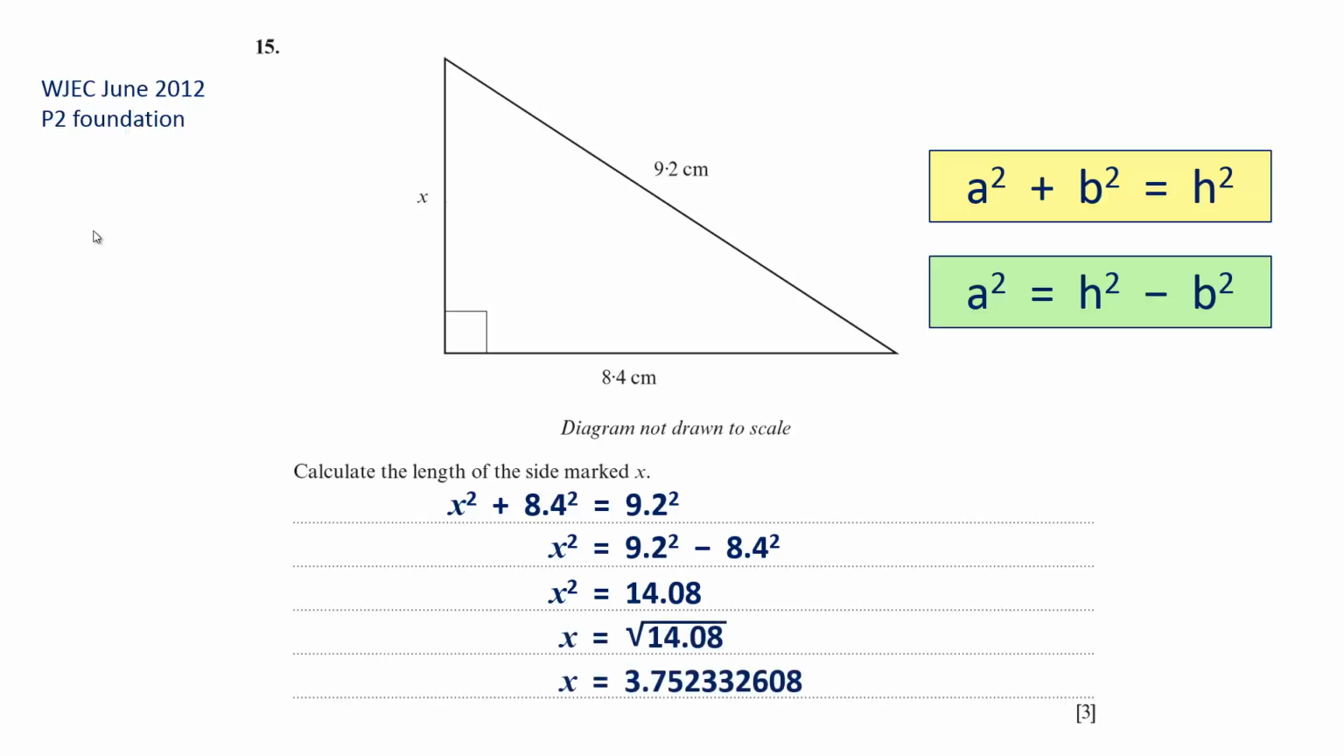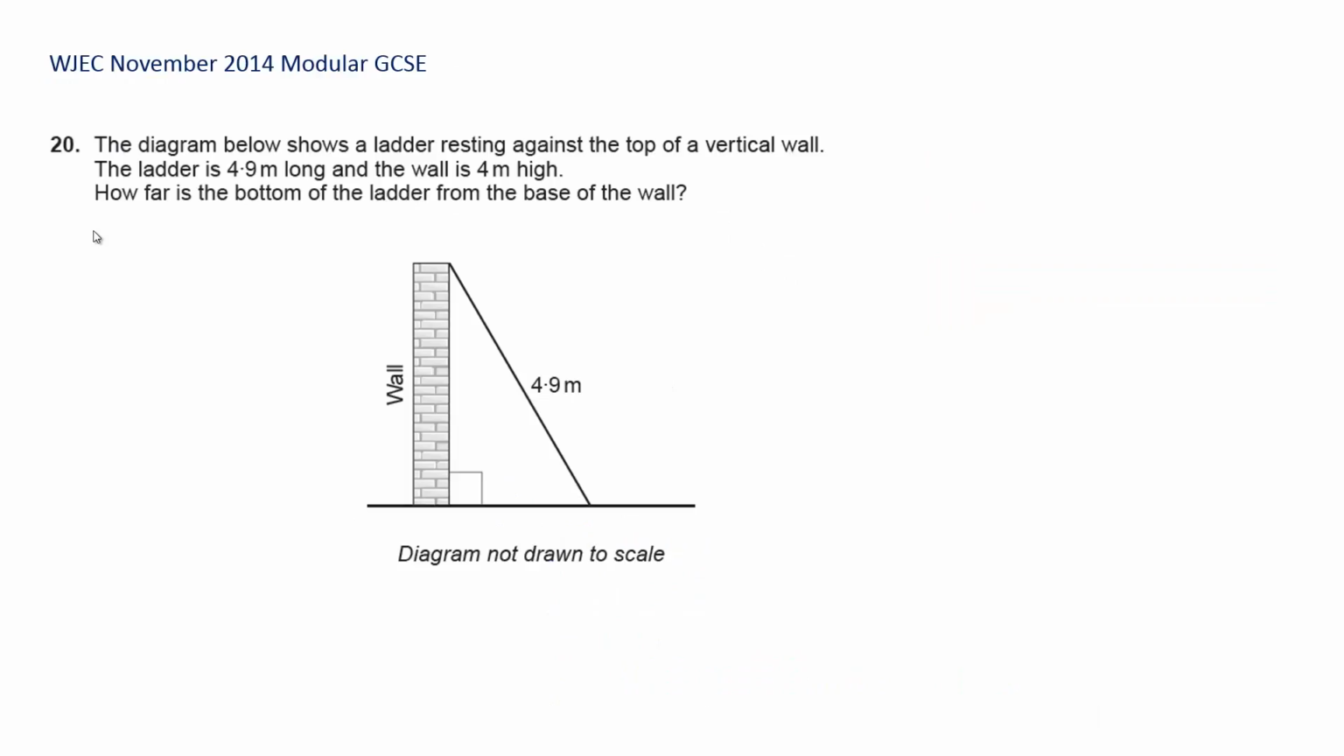There it is. And they've given us the lengths to 1 decimal place, so we'll give them an answer to 1 decimal place. 3.8 centimeters. Okay, let's do one more. And we've got another little story one here. We've got a ladder resting against the top of a wall. The ladder's 4.9 meters long and the wall is 4 meters high. How far is the bottom of the ladder from the base of the wall?